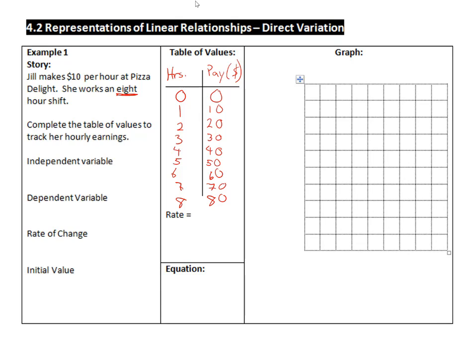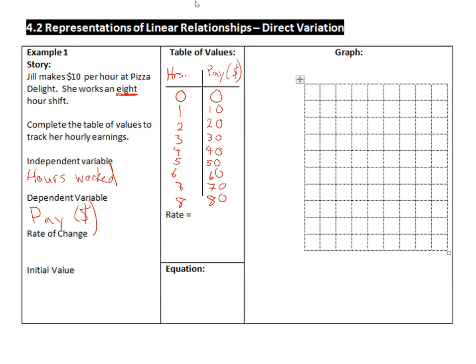Now I'm going to ask which of these variables, hours or pay, is the independent variable. If you said hours worked, you are correct. Hours worked. Which is the dependent variable? Well, there's only one left, and that's our pay in dollars. You don't have to include the unit. You could just say pay.